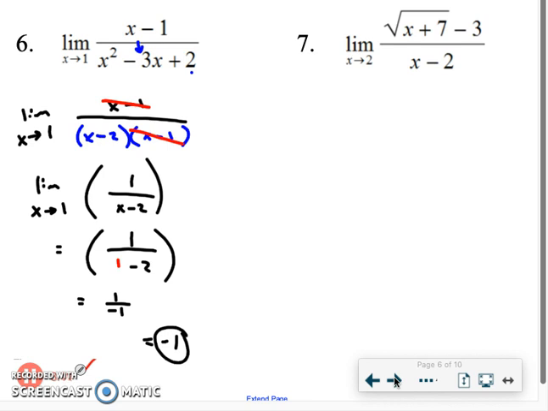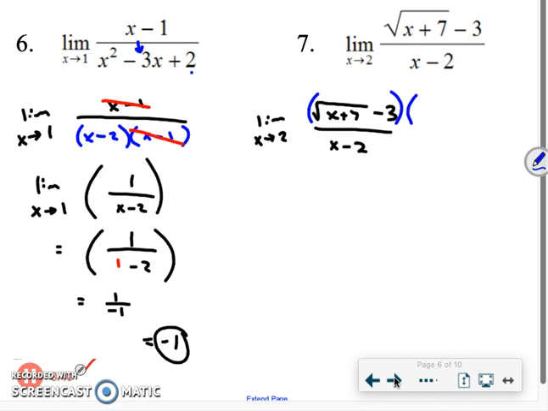Same thought process over here with number 7. I cannot use direct substitution. If I put a 2 in place for x, I quickly get 0 in the denominator, and that's a problem. So what we are going to want to do in a problem of this nature is what we refer to as the rationalization technique. So if I had the square root of x plus 7 minus 3 over the quantity x minus 2, I'm going to multiply the numerator by its conjugate, the square root of x plus 7 plus 3. If we do that on the top, we have to match and do that on the bottom.